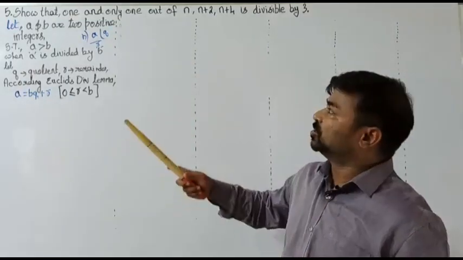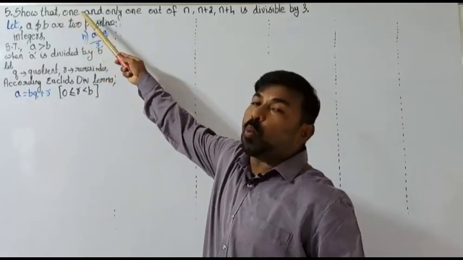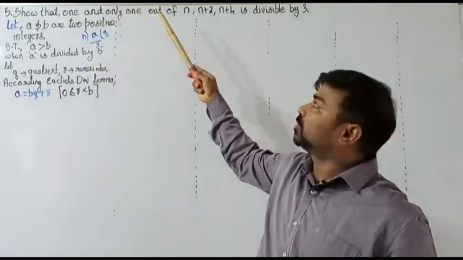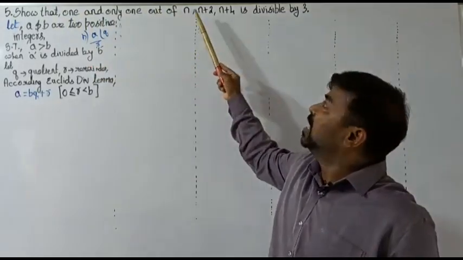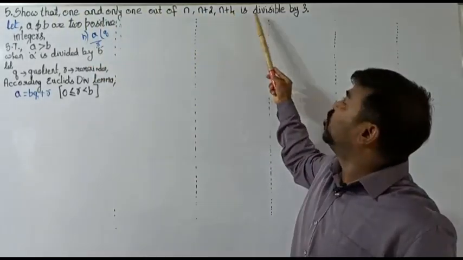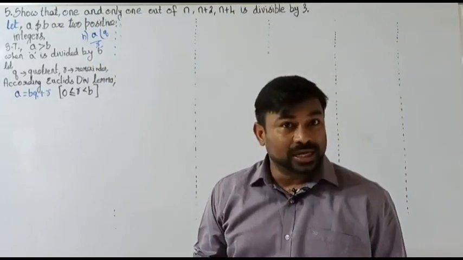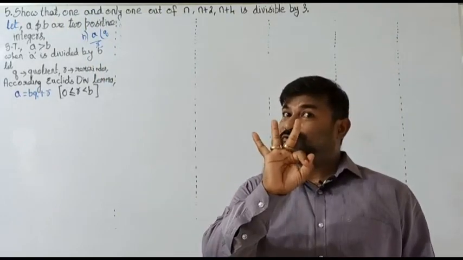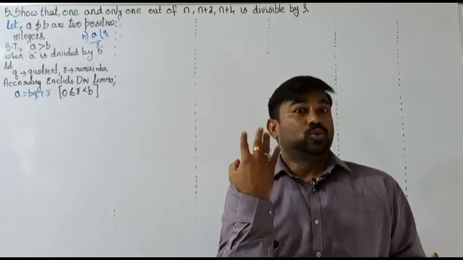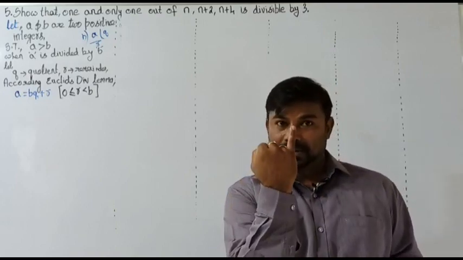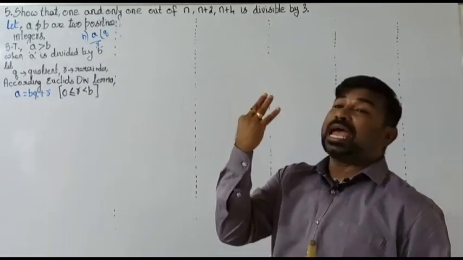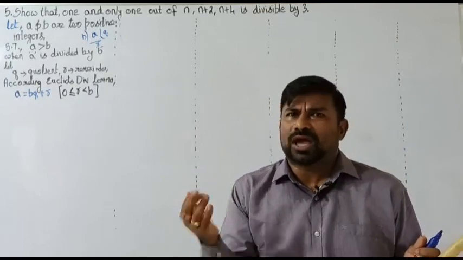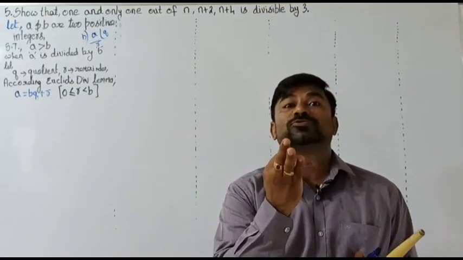See what the explanation says here. Show that one and only one out of n, n+2, n+4 is divisible by 3. So he's saying out of 3, any one. Which are the 3? n, n+2 and n+4. These are the 3. Out of these 3, any one is divisible by 3.